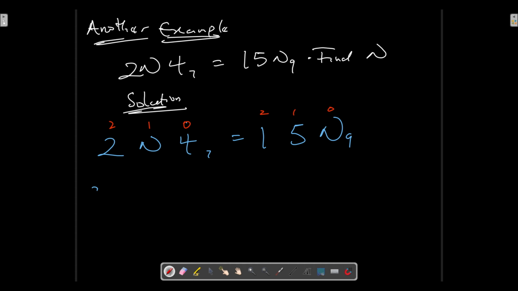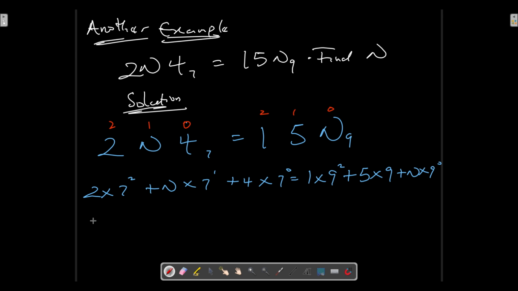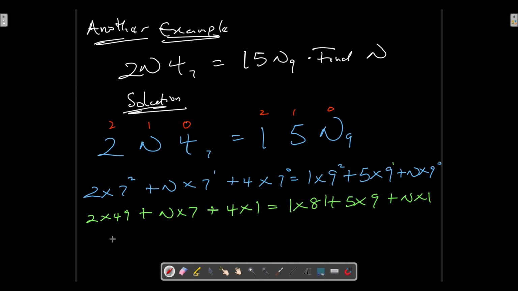Let's do that. So we're going to do 2 multiplied by 7 raised to power 2 plus n multiplied by 7 raised to power 1 plus 4 multiplied by 7 raised to power 0 is equal to 1 multiplied by 9 raised to power 2 plus 5 multiplied by 9 plus n multiplied by 9 raised to power 0. This is 2 times 49. Let me write it out for the sake of understanding. This will give us 98 plus 7n plus 4 is equal to 81 plus 45 plus n.